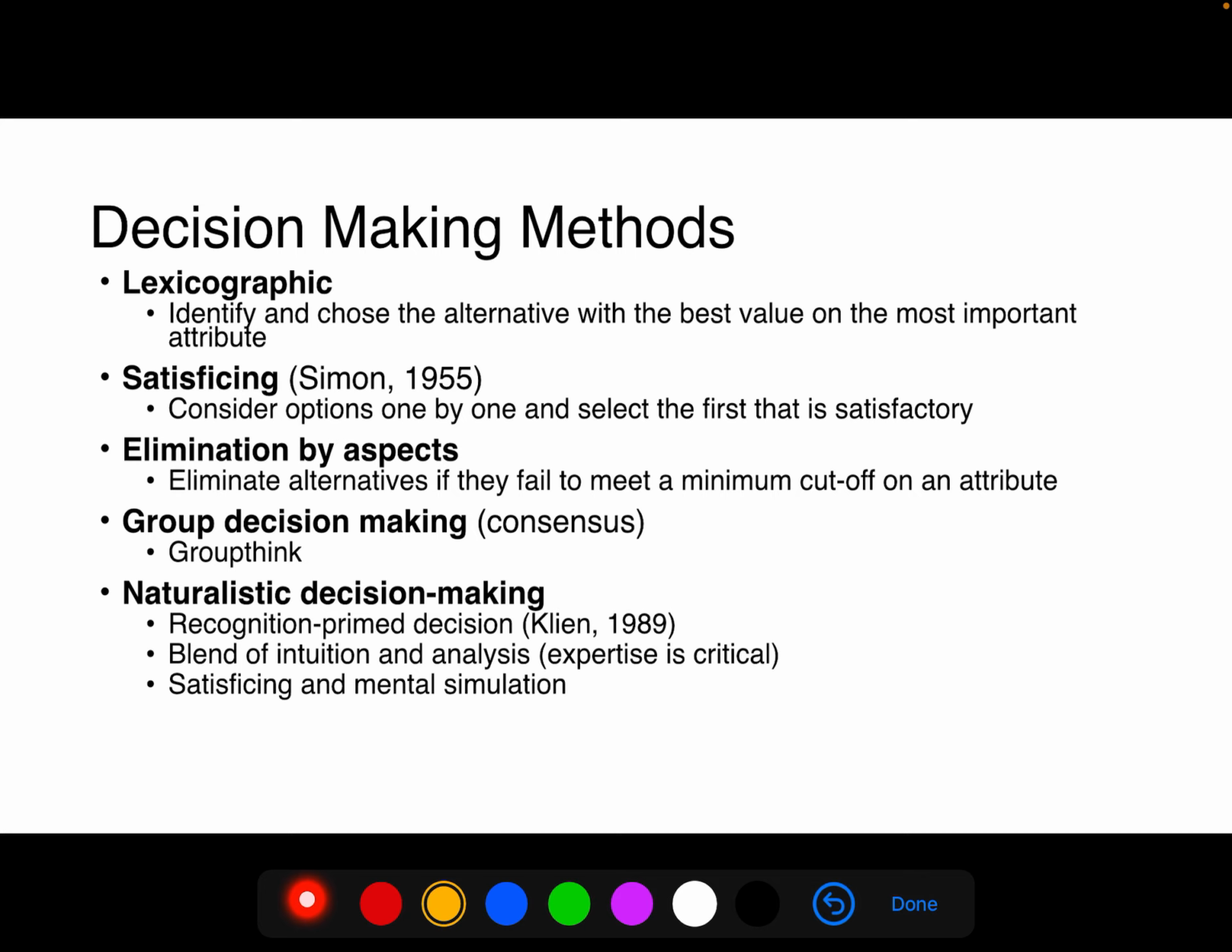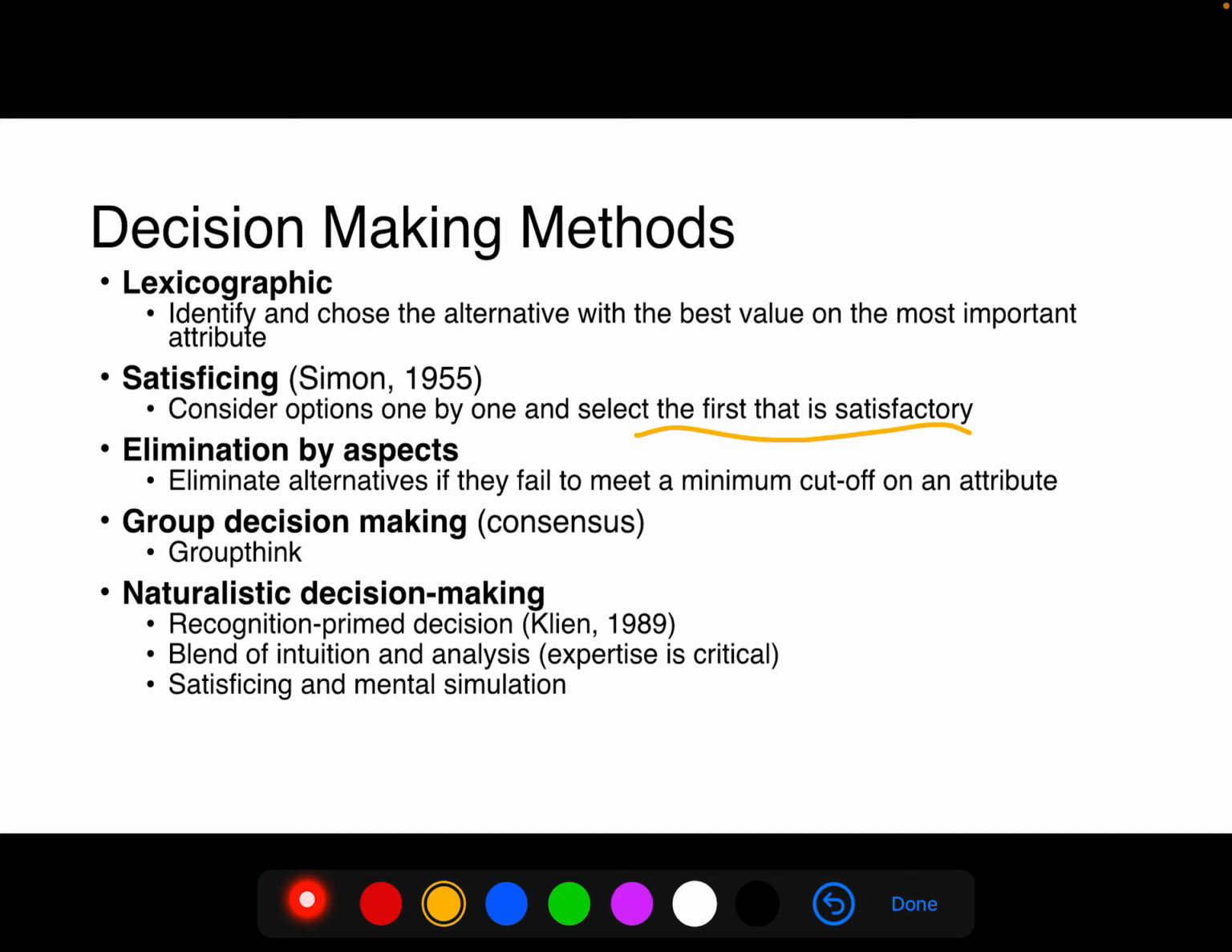If we think about selecting courses to register for, what are the things that you are ranking your potential courses on? You might have: they meet a requirement, I have to have them for the degree, they seem fun, this teacher doesn't suck, whatever you're looking at. With lexicographic, you identify what your primary value is among those, and then that's how you make your decisions. Satisficing, we talked about that. Consider options one by one and select the first that is satisfactory. The first one that works, and that's what we're going with.